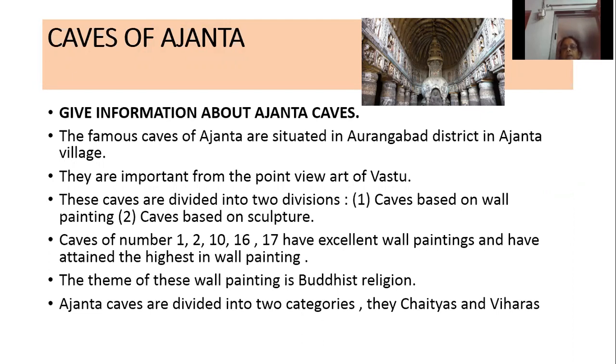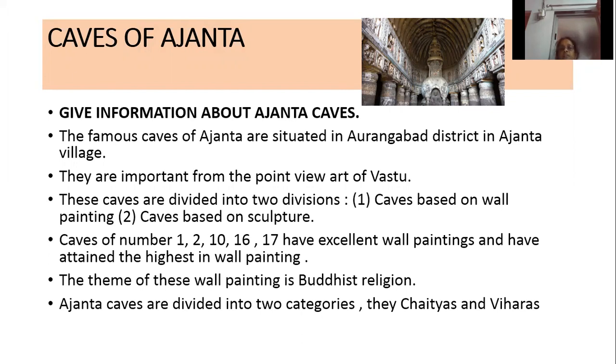In cave number 1, 2, 10, 16 and 17 we can find excellent wall paintings, and they are famous all over the world. They have attained the highest level in wall paintings. So how many caves have wall paintings? 5 caves. Which are the caves having excellent wall paintings? 1, 2, 10, 16 and 17, and they are famous all over the world for their excellent paintings.